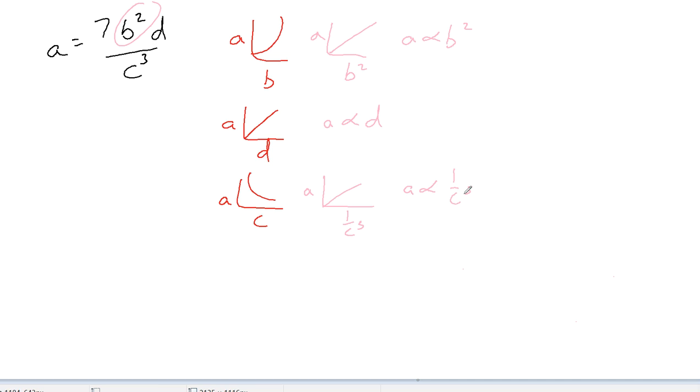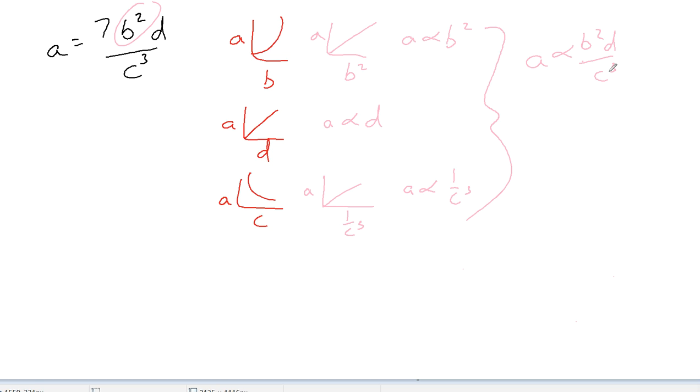Then I can take these 3 things and piece them together. A would be directly proportional to B squared D divided by C cubed. And that tells me how the variables all connect to each other. Now notice I didn't put an equal sign. I put directly proportional. I can't put an equal sign because I don't have the constant in front.